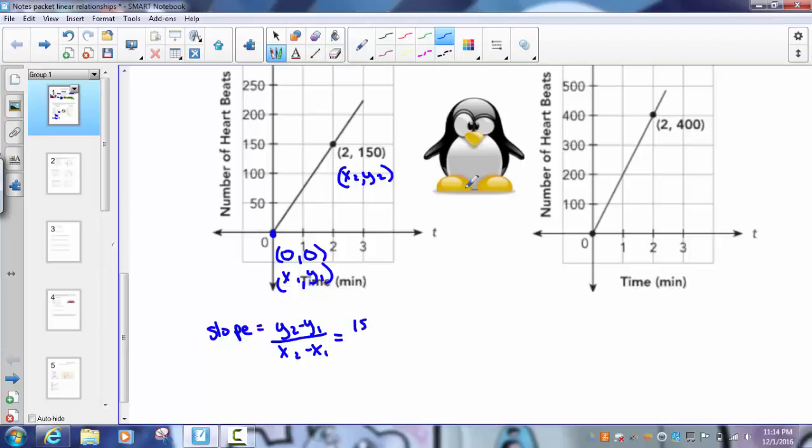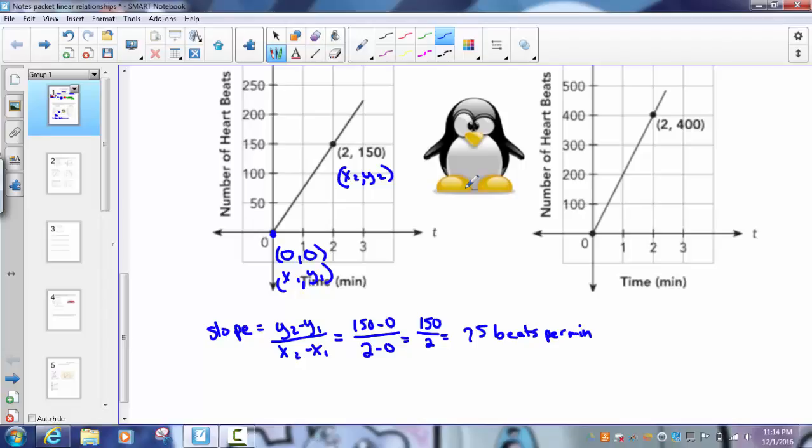So 150 minus 0 divided by my x coordinates, which are 2 and 0. Now since I started with the 150 in the numerator, I have to start with the 2. I go back to that same coordinate. So down here I'm going to do 2 minus 0. Then I just subtract. Here 150 minus 0 is 150 divided by 2 gives me 75. And I'm going to label mine. This is beats here, minutes here. So this is beats per minute.